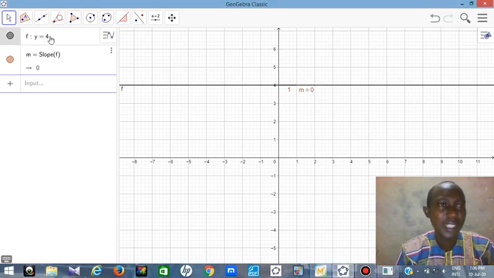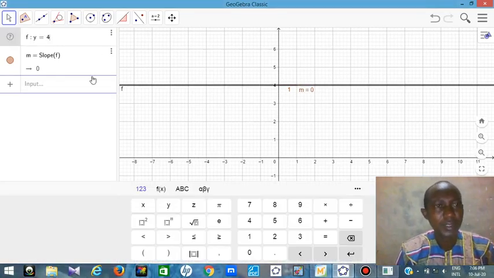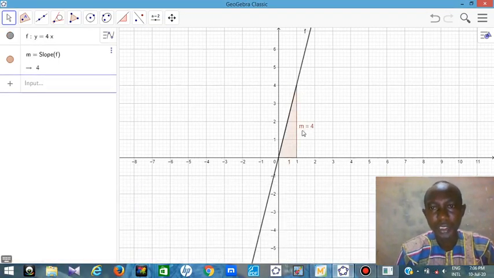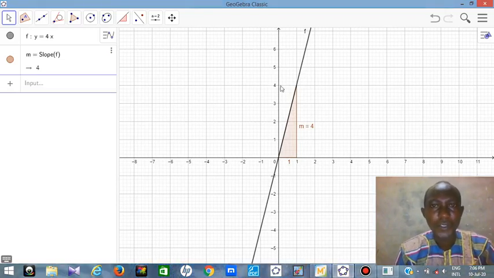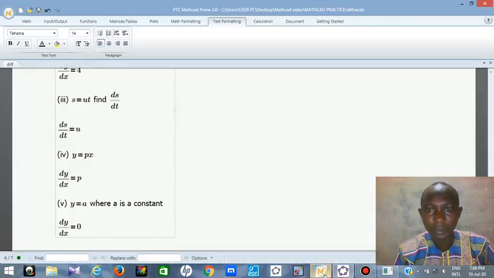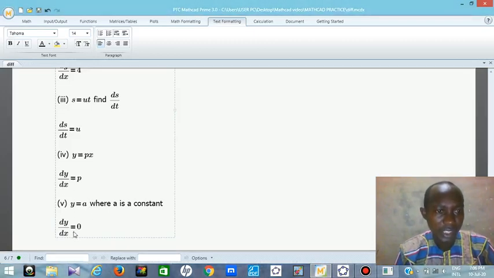But in the other case, let me put x back to this place. If you have x here, the gradient is going to be 4. You see the gradient is 4, m equals 4, which is the differentiation. This is the basic explanation we did in the first day, introduction to differentiation. Take note of that. That is one of the reasons why we say differentiation of a constant is 0.